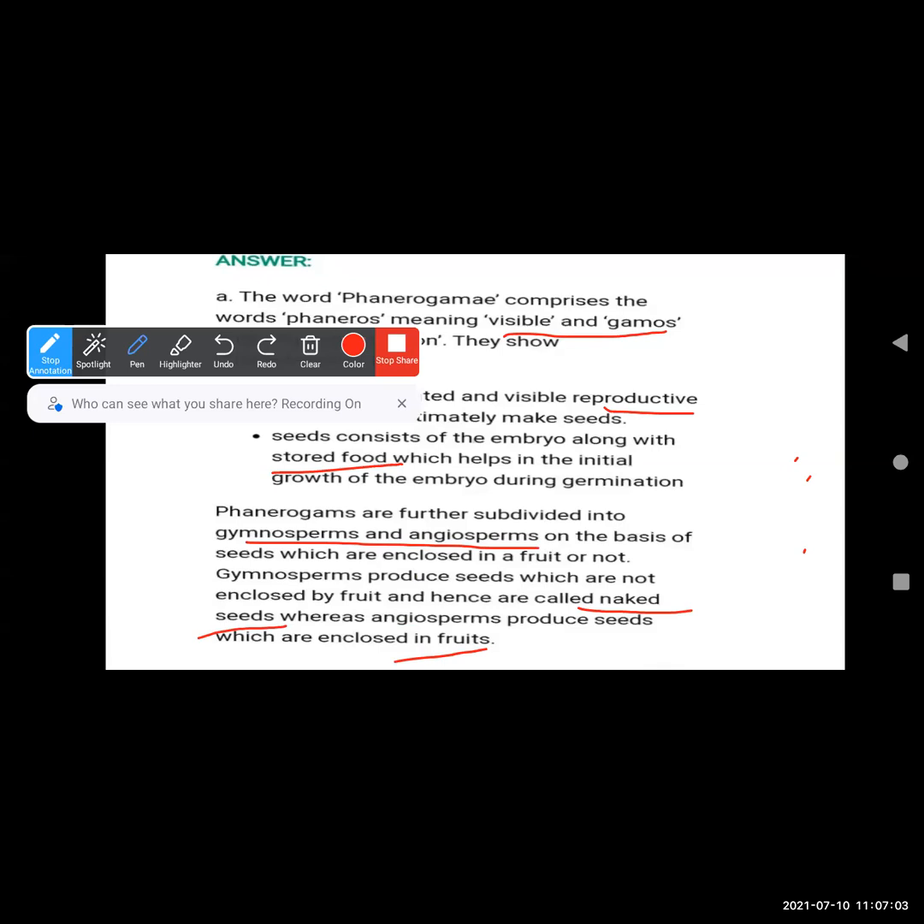Write down the characteristics of subkingdom phanerogams. This question comes for 2 marks and maximum 3 marks. So when the question comes for 2 marks, you are expected to write only 4 important points. And if the question comes for 3 marks, you have to write any 6 points. Not more than that. Half mark is for each point.